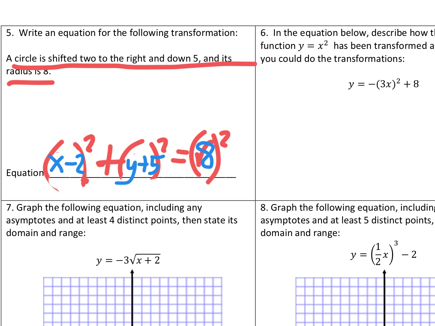Desmos is cool because you don't have to solve for y like you do on a graphing calculator. On Desmos, you can just type in exactly that and it'll just graph it for you. And it would be a circle that has a radius of 8 and has been moved to the right 2 and feels like it's up 5. That's down 5.